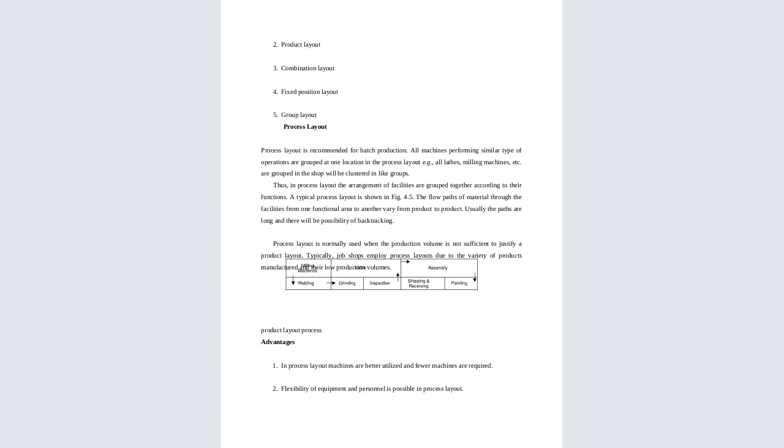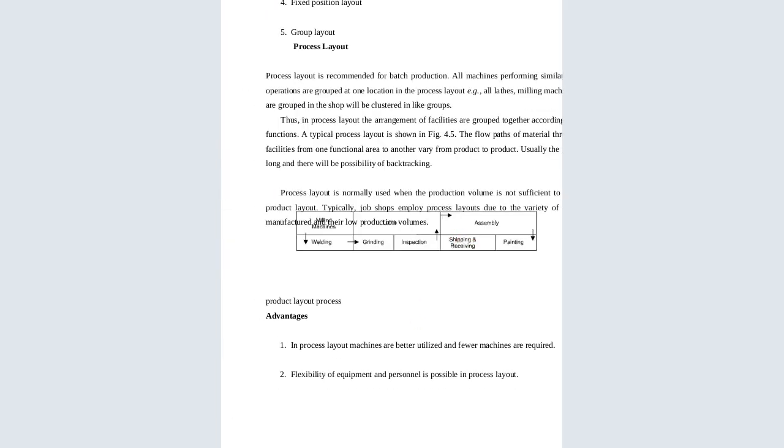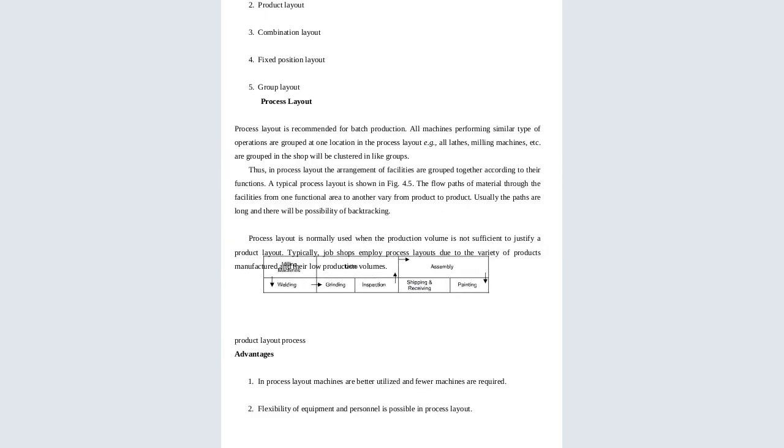The process layout is normally used when the production volume is not sufficient to justify a product layout. Typically, job shops employ process layouts due to the variety of products manufactured. So we have there the machines, the welding, the grinding, the inspection, and the assembly. You'll be able to look at this when I give you the notes.